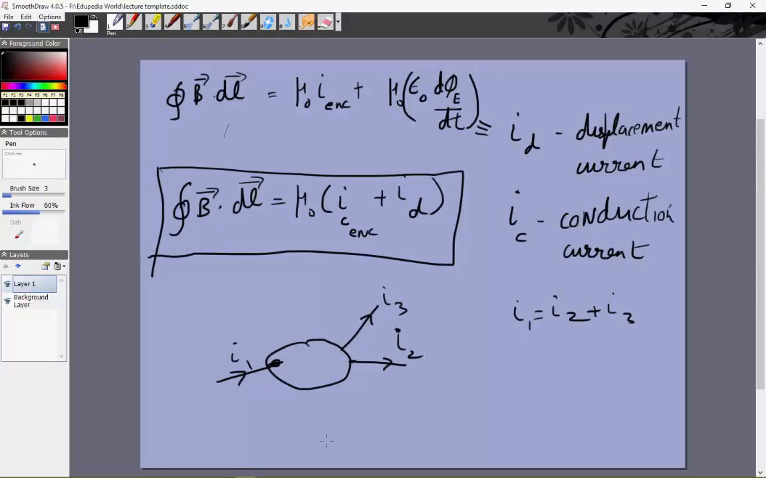But what if there is some charge accumulation? Let's call this Q, and if there is some charge accumulation, then there will be a displacement current which will be equal to the rate of change of charge, right?